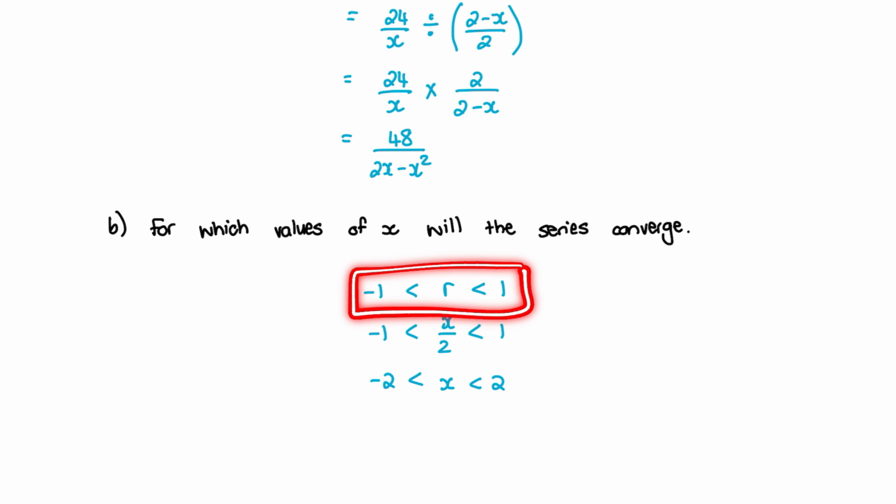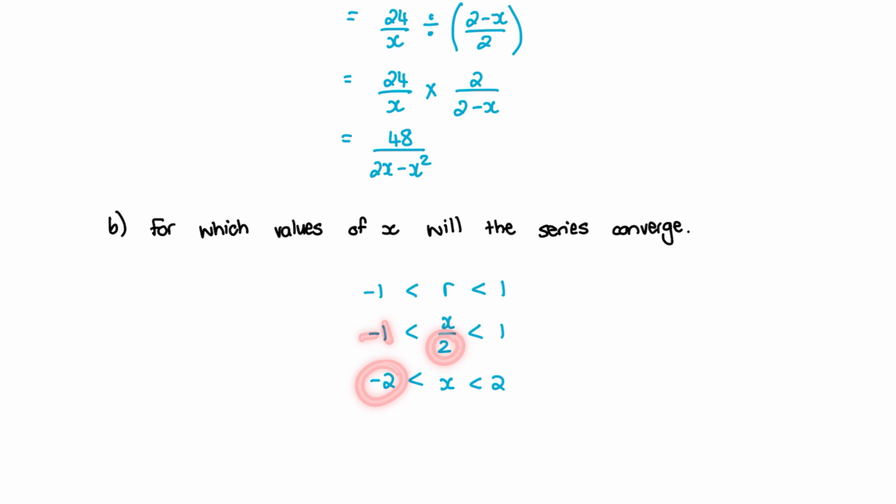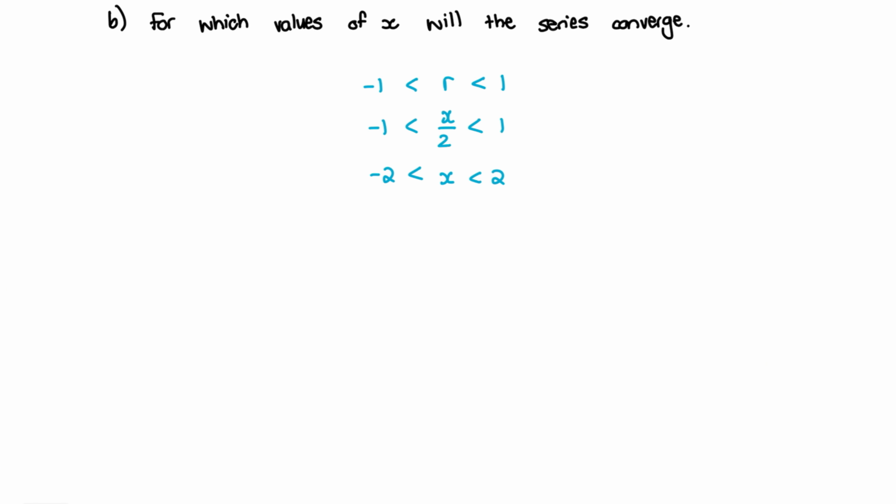We'd say the ratio is between negative 1 and 1. The ratio is x over 2. And then we need to solve for x. I simply multiply both sides by 2. So negative 1 multiplied by 2 is negative 2, and 1 multiplied by 2 is equal to 2. So x needs to be between negative 2 and 2.